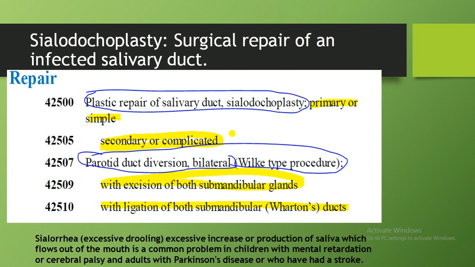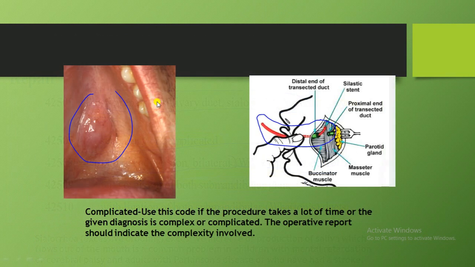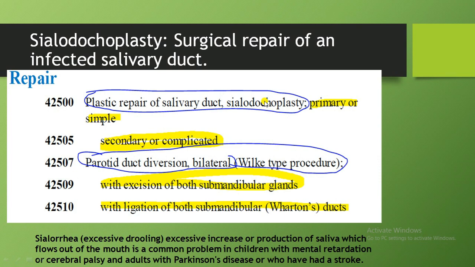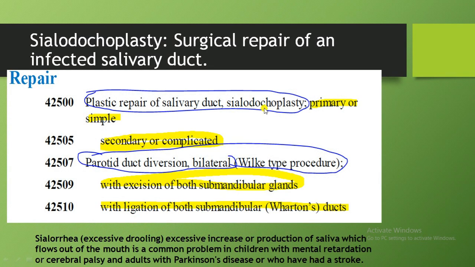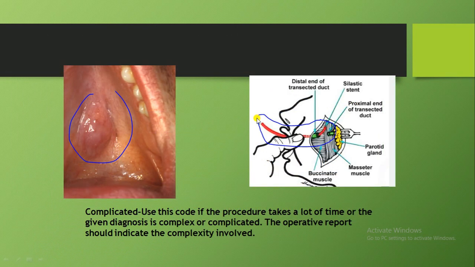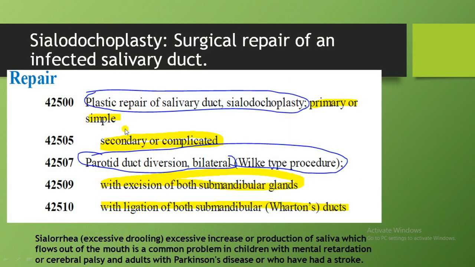When it is a complicated repair, we have to code 42505. So why will the provider do this repair of the salivary duct? Suppose there is an infection in the salivary gland. See, this is one of the salivary glands, parotid, submandibular. Any one of these, if there is an infection or a damaged gland, to repair that, he will do this sialodochoplasty. To treat that infection, the provider will do this sialodochoplasty.